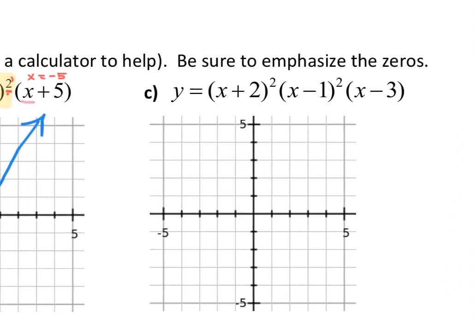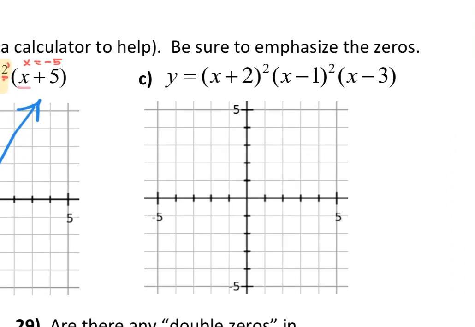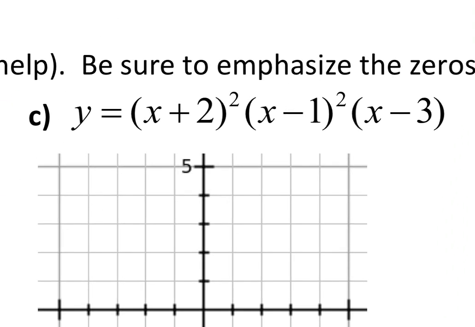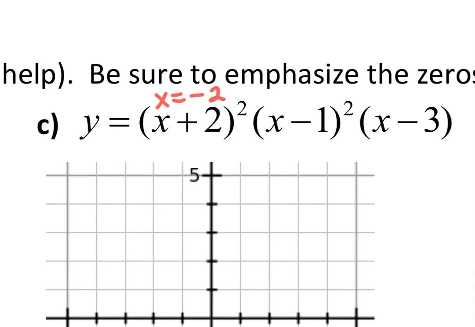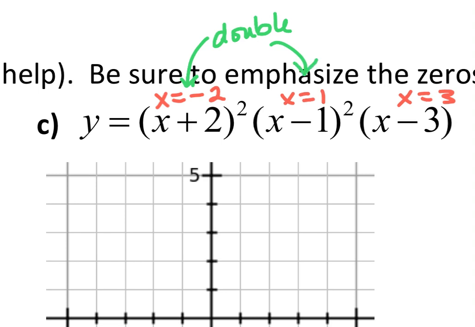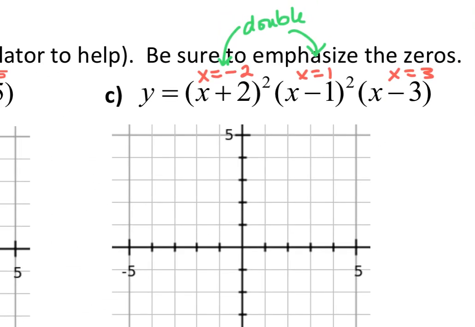And in this last one, I've got 2 bounces. I've got a double root at x equals -2, a double root at x equals +1, and a single root at x equals +3. So make sure you know that there's going to be a bounce there and there. I'm going to put those numbers on the graph. Bounce at -2, bounce at +1, another root at +3.